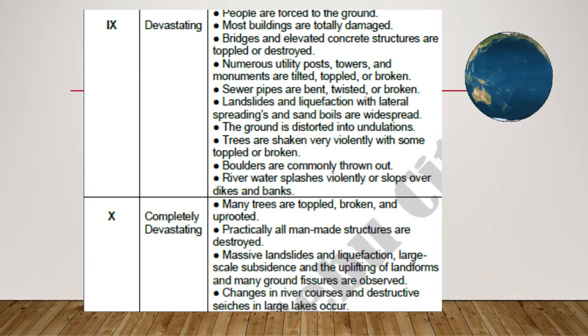The most devastating earthquake is intensity 10. Completely devastating. Trees are uprooted. There are massive landslides and changes in the river courses. Okay, it changes the direction of the flow of the river for intensity 10. So that is how our government describes the intensity levels that may occur in our country.